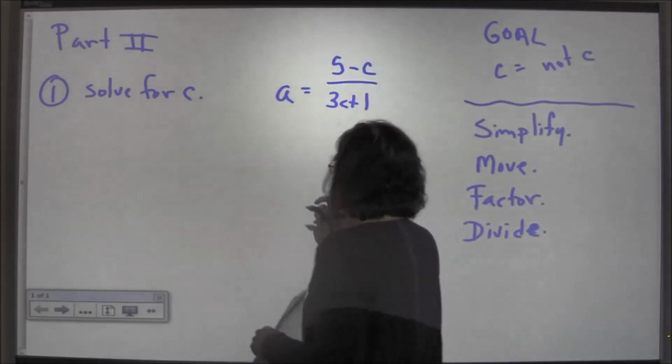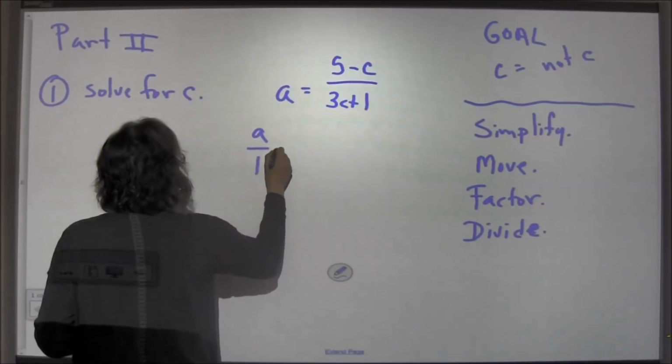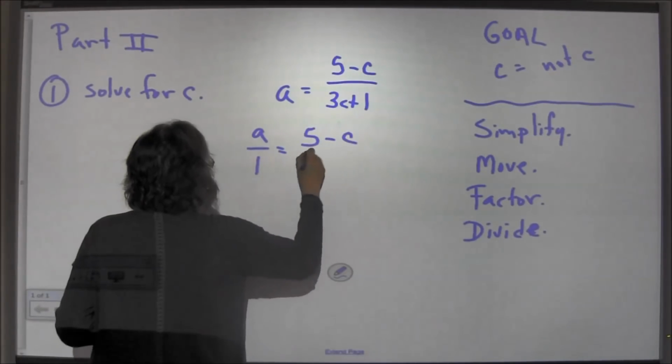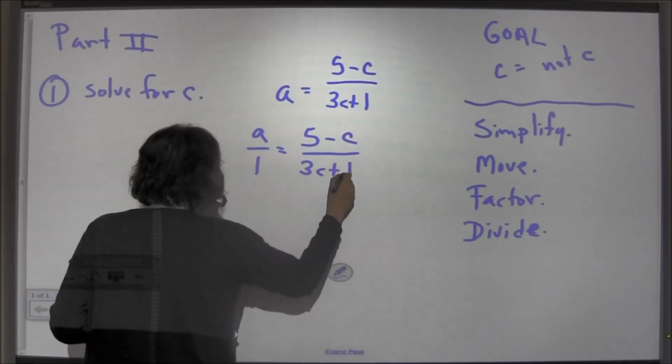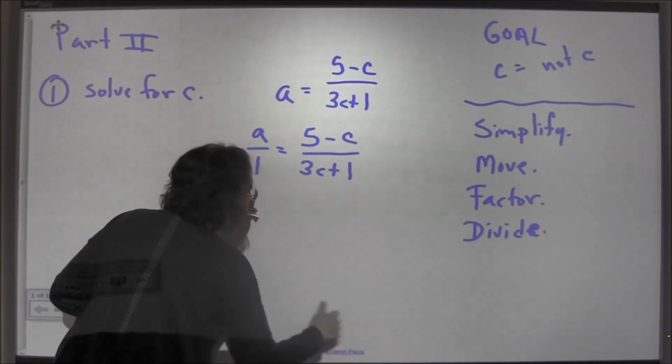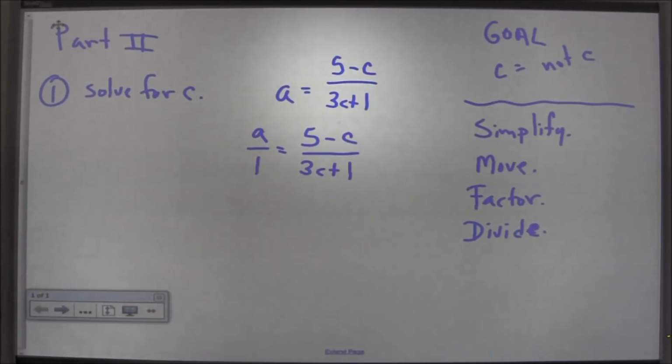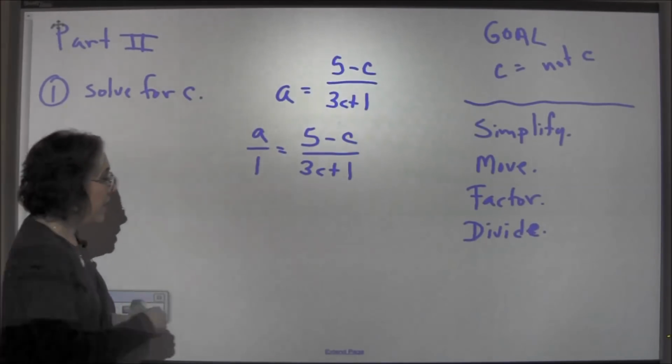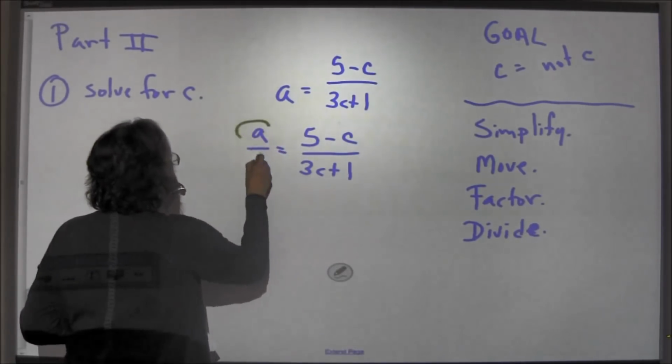All right, so simplify. Well, it's a fraction. That's not simple. So I am going to get rid of the fraction. And most people find it a little easier to think about cross multiplying. So what I'm going to do is write the A over 1. And then I'm going to cross multiply.